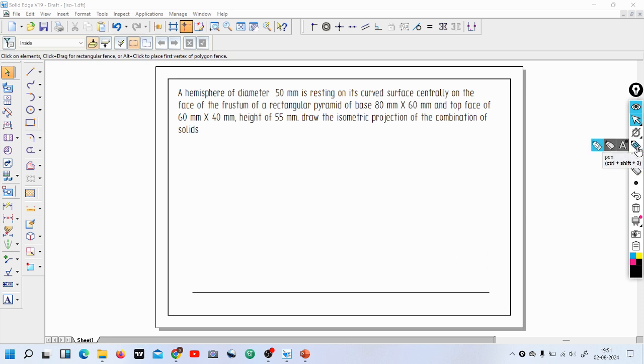So it is a combination of two components again here. It consists of a hemisphere of diameter 50 mm, resting on its curved surface centrally on the top face of a frustum of a rectangular pyramid. The base side is 80 by 60 mm and the top face is 60 by 40 mm, and the height of this rectangular pyramid is 55 mm.